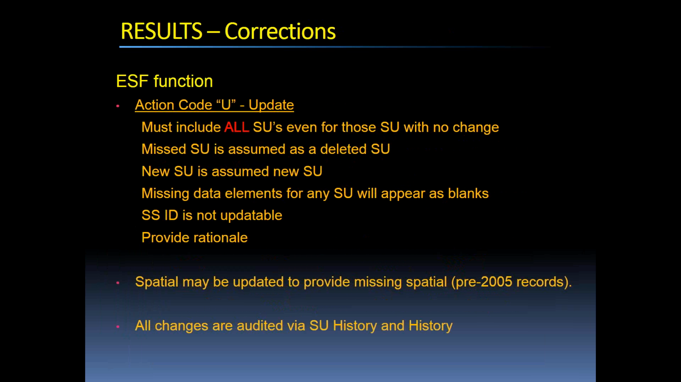In the case of any of the SU modification, there's the ability to provide spatial information. As I was saying, with some of these records, if they're silviculture prescriptions, some spatial might not be there altogether. Some of the spatial might not be the same because it was created through that opening conversion process. You can provide the spatial through your ESF submission. And when you submit the information, all the information gets tracked through two mechanisms: the SU history component and the history component as well.